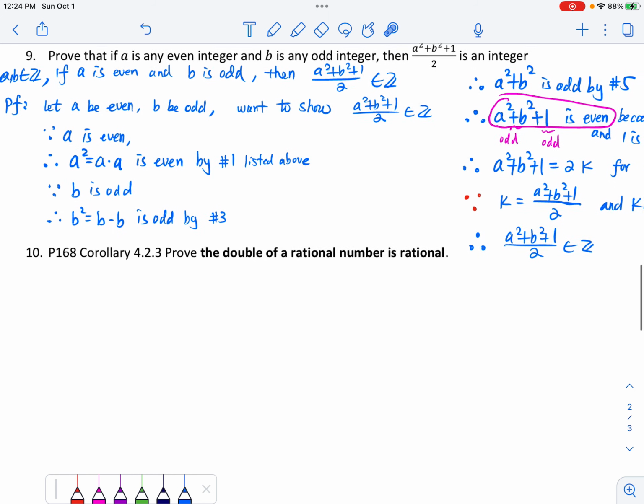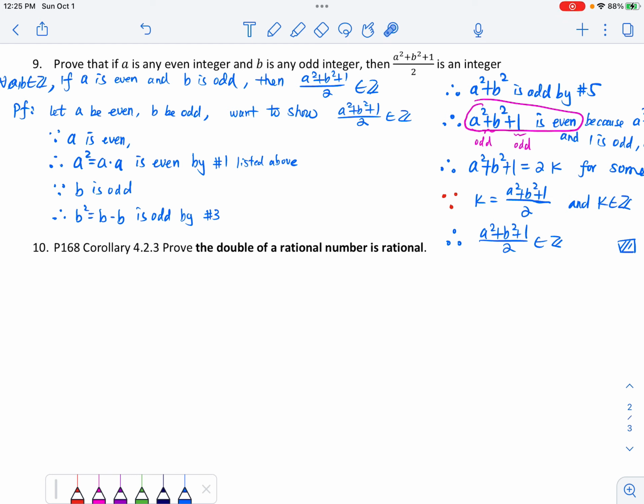All right, let's close this section by doing the very last one. We call it a corollary because it doesn't take too much to prove this result directly from other results, by another theorem. Prove that the double of a rational number is rational. In other words, if R is rational, then the double of this, 2R, is also rational. You can say R in the reals, that's completely okay, but you can skip that. Okay, here's my proof.